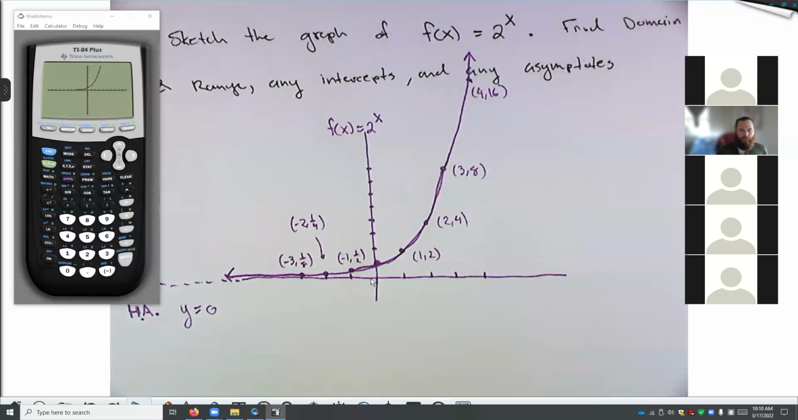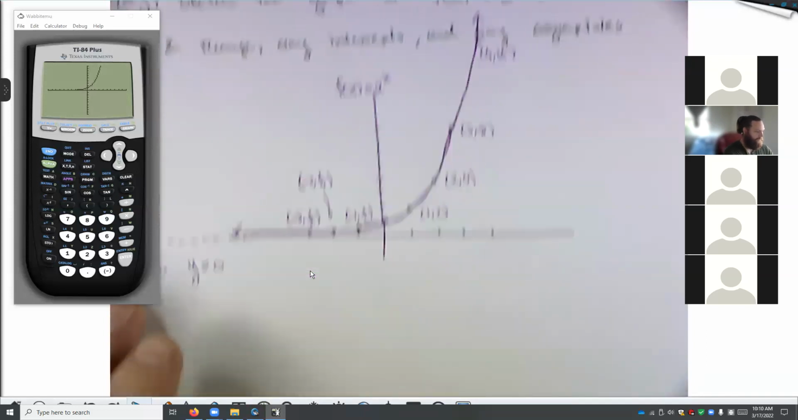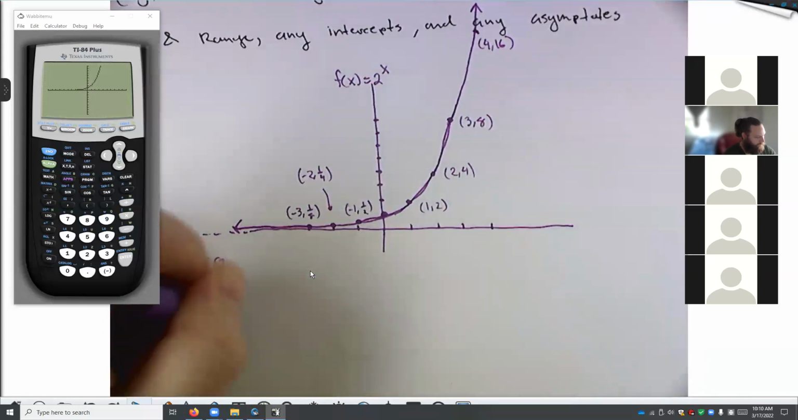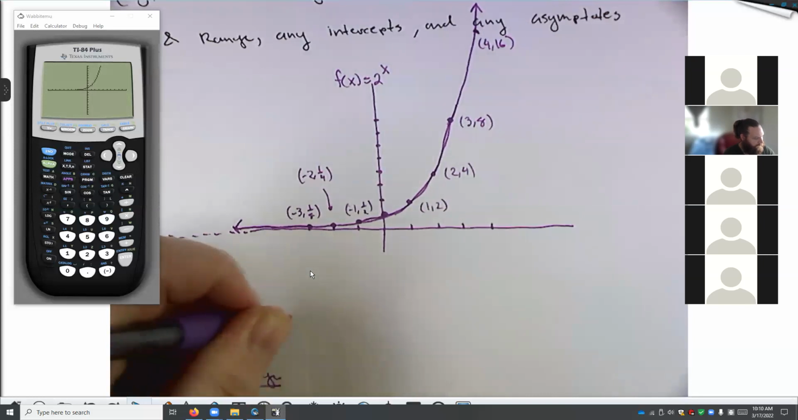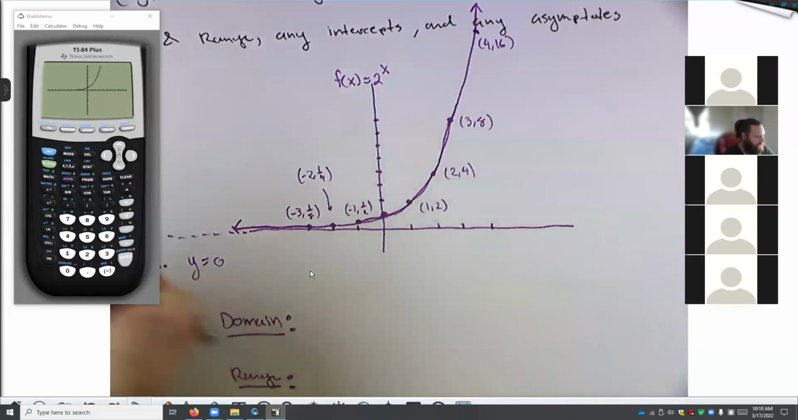All exponential functions have a graph that looks like this, roughly this shape. Sometimes they're flipped over horizontally so that they're going like this. We'll look at some examples like that, but they all have this same sort of shape. We want to define the domain and the range. And although we've said it, we haven't written down the result for the intercepts. Let's do that.